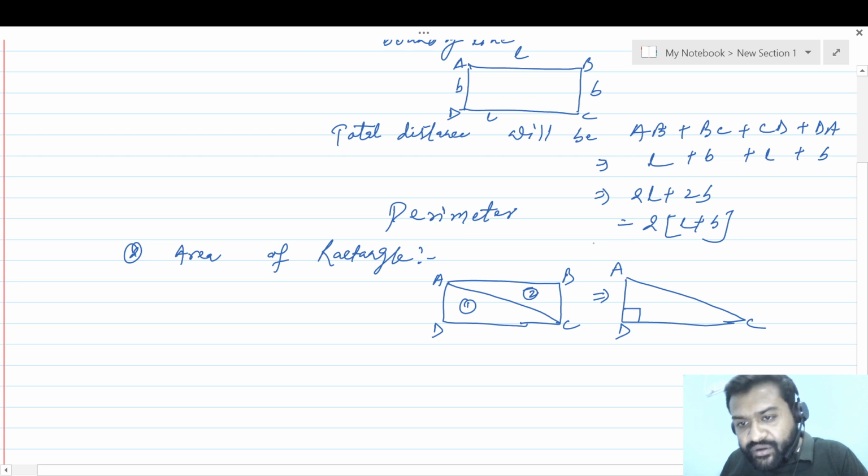Now just write down the length. Which one is length? This will again be length, this will also be length, and these will be breadth. So compared to this, this will be our length and this will be our breadth.